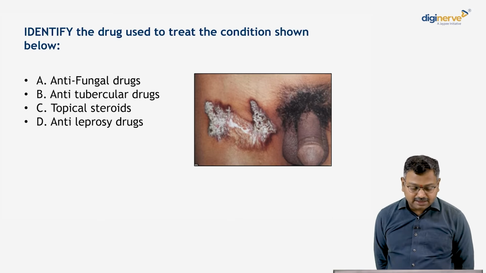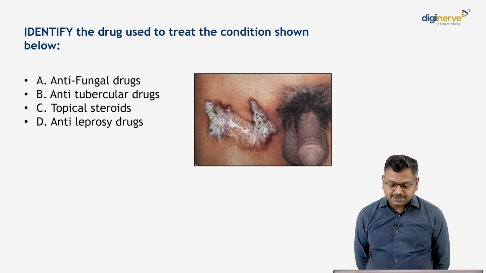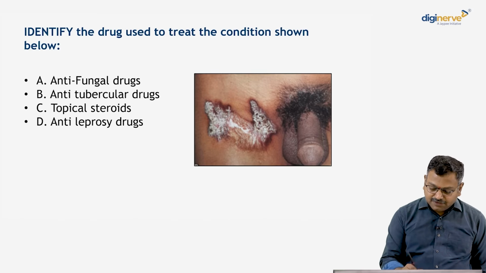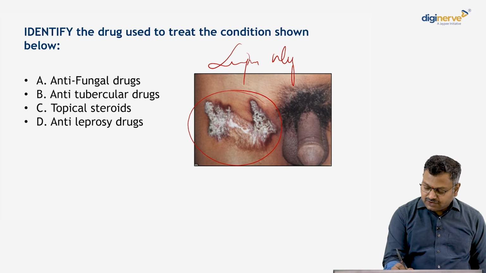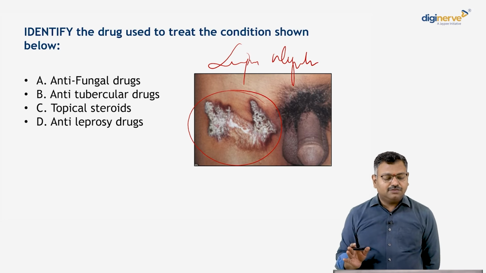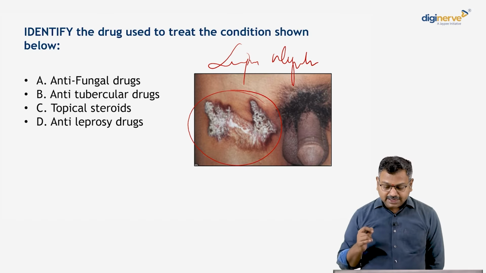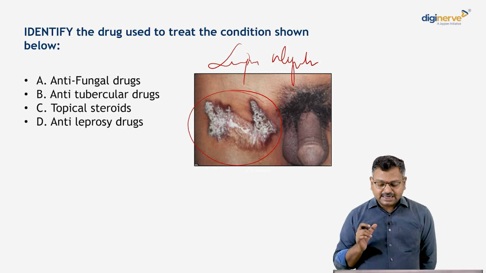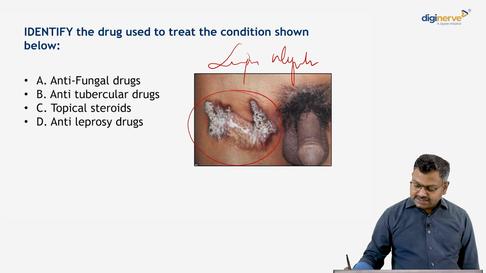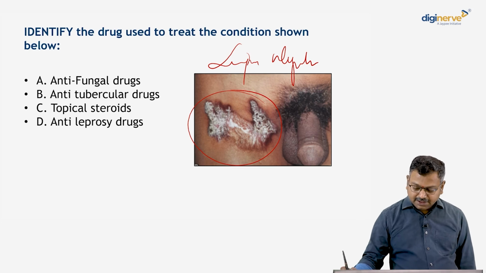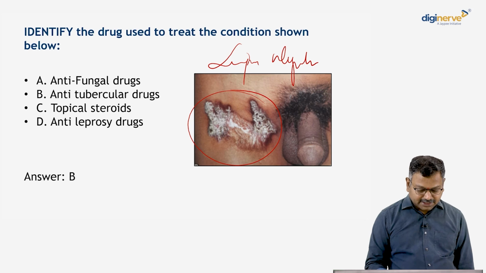Antifungal, antitubercular, topical steroids, anti-leprosy. So this classical lesion on a lymph node is what we call lupus vulgaris, which is a cutaneous manifestation of tuberculosis. You can do the diascopy and you get the classical apple jelly nodules that you could see there. So the mainstay therapy is anti-tubercular therapy, not antifungals, not anti-leprotic, not topical steroids.